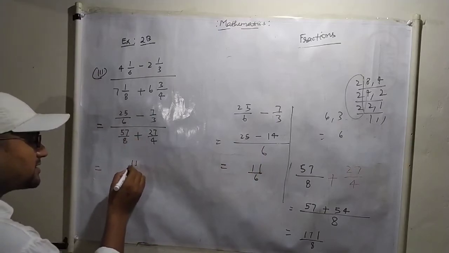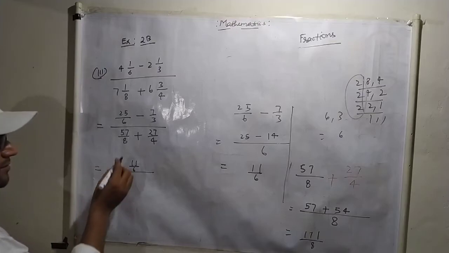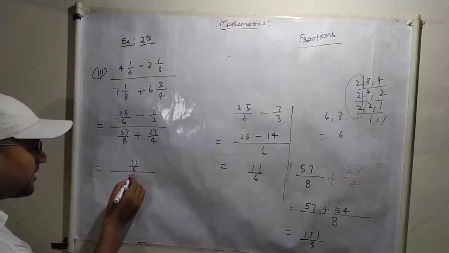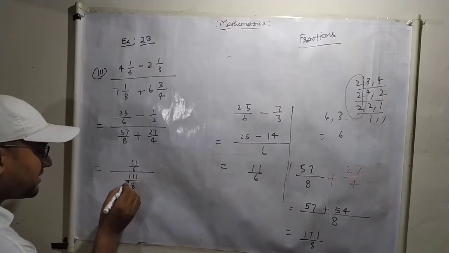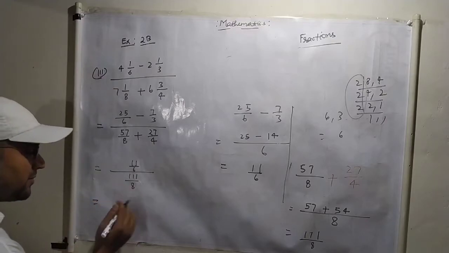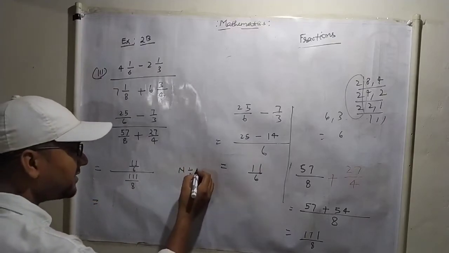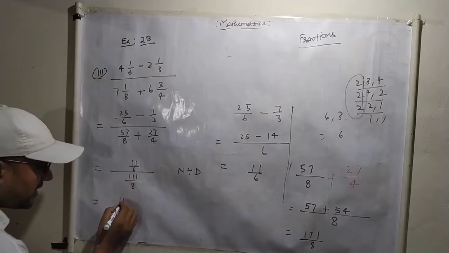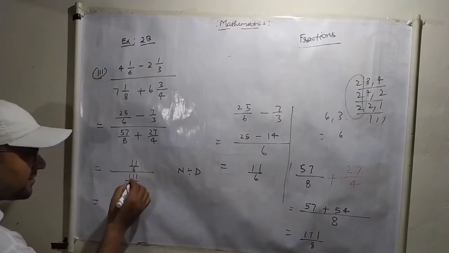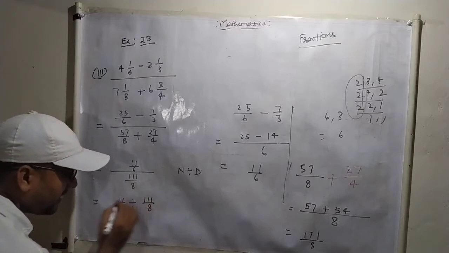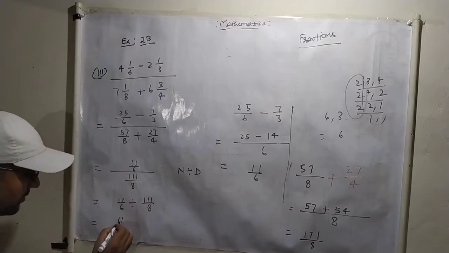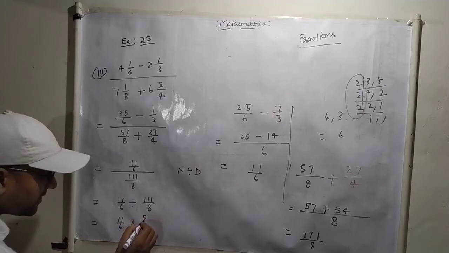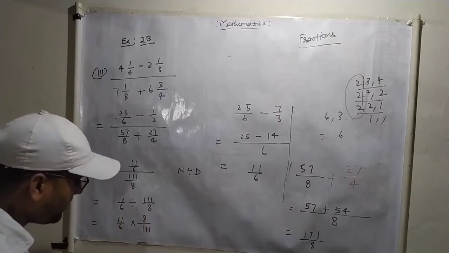So here it is 11 upon 6 upon, in this place I'm going to write 111 upon 8, and then after it is very easy, numerator divide by denominator. This is the numerator and this one is a denominator. So 11 upon 6, division sign, 111 upon 8. So 11 upon 6, division change into multiplication, 8 goes to upside, 111.